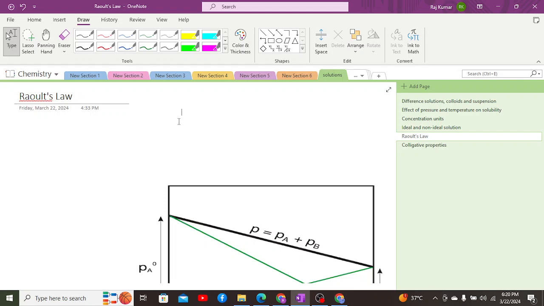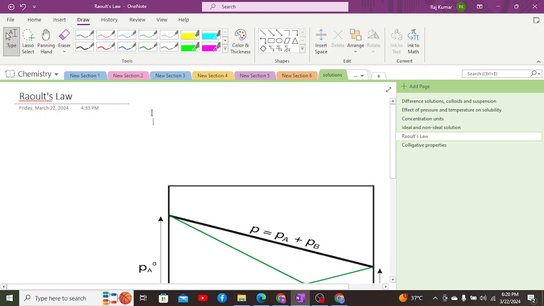We have ideal solutions such as benzene and toluene, bromobenzene and chlorobenzene, and benzene and ether. On the other side, we have some non-ideal solutions as well, such as HCl and water. All of these solutions are classified on the basis of following Raoult's law. If these solutions follow Raoult's law, they are considered ideal, and if not, they are non-ideal or real solutions.